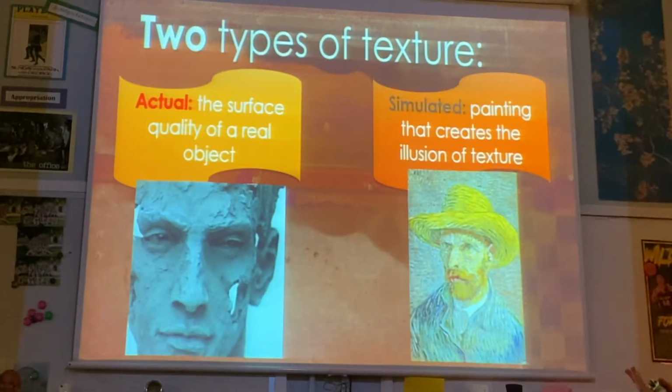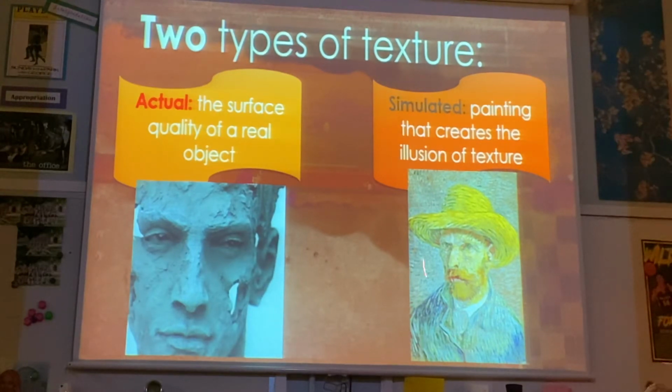So there's 2 types of texture. There's actual texture, where the actual surface or quality is a real object. And then there's simulated. So the painting creates that illusion of texture.